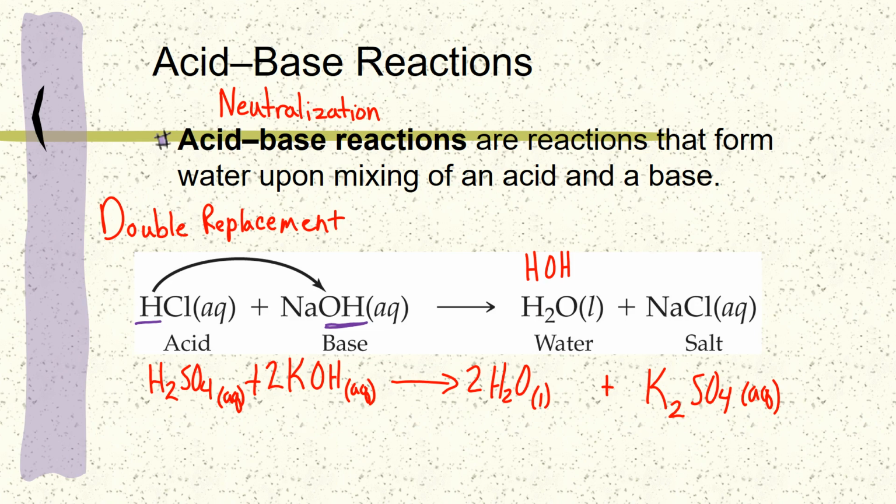All right. And so if we look at another scenario where I have sulfuric acid plus potassium hydroxide, both of those are aqueous. And then our products, we produce water and potassium sulfate. Our potassium sulfate is the soluble ionic salt.